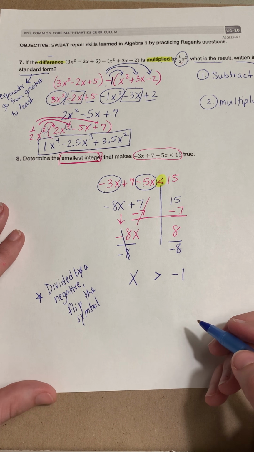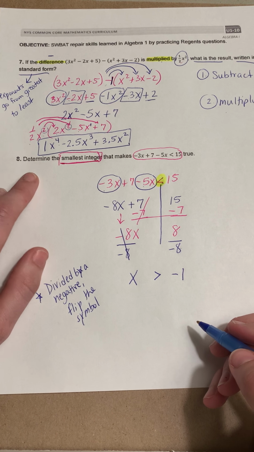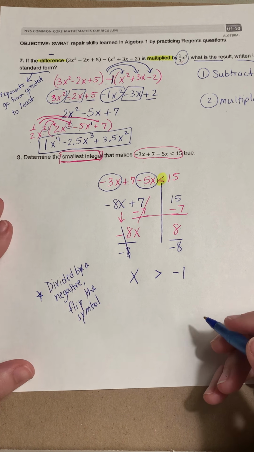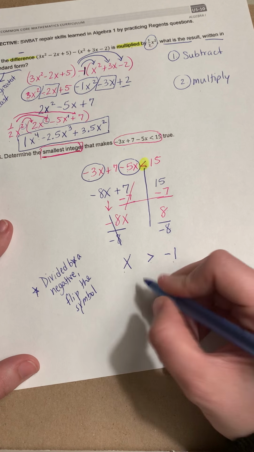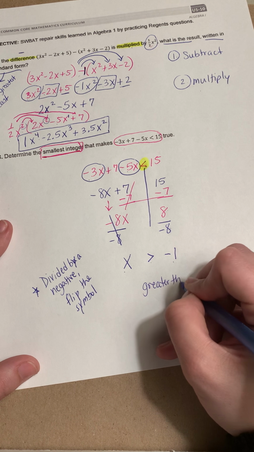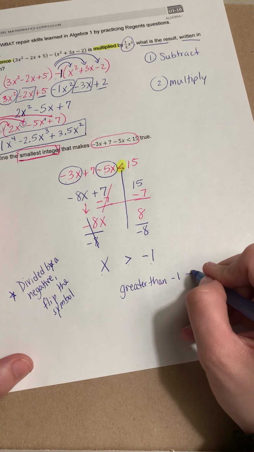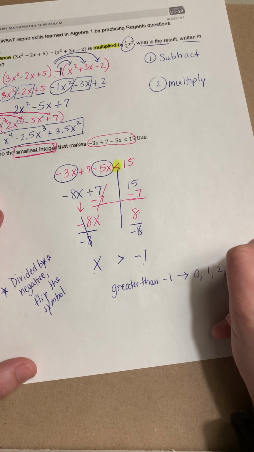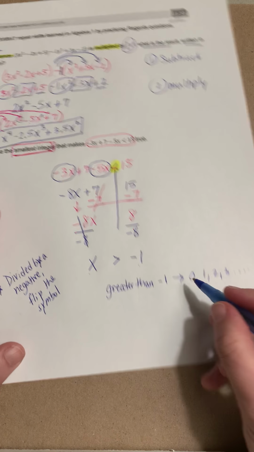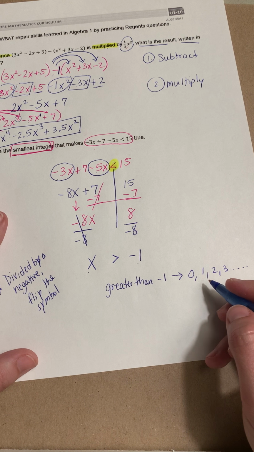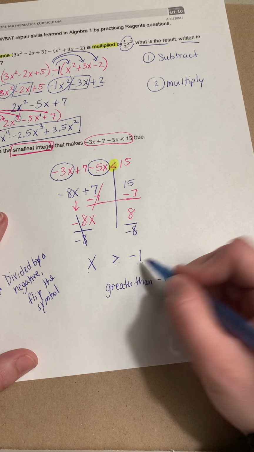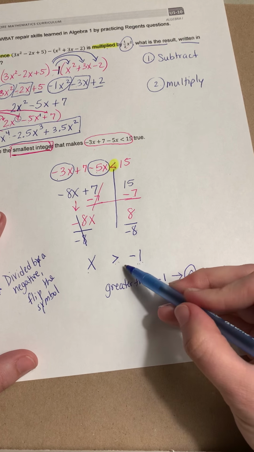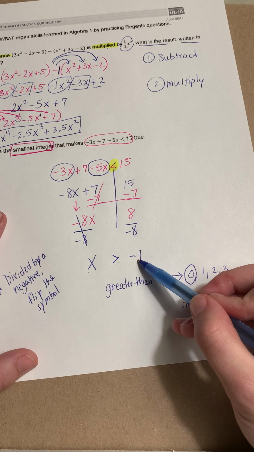Now, a common mistake is that we stop there because we think we're done, we solved it. But if you look back at the question, it says determine the smallest integer that makes that true. So this is where I need to start making a list. It says x is greater than -1. So numbers that are greater than -1, if I start to go in order, the next number bigger than -1 is 0. Then 1, then 2, then 3, and so on. So out of that list, my smallest integer that is greater than -1 is 0. This is the smallest integer that makes this true. 0 is greater than -1.